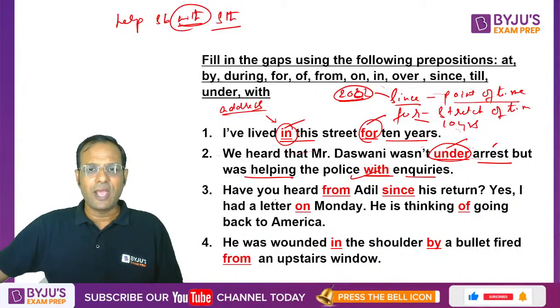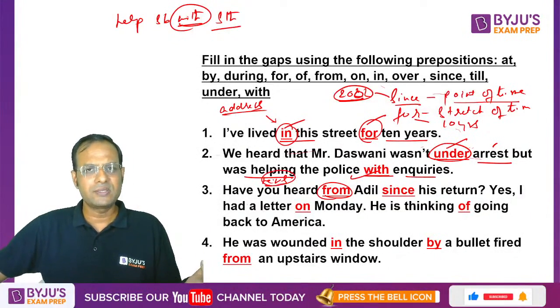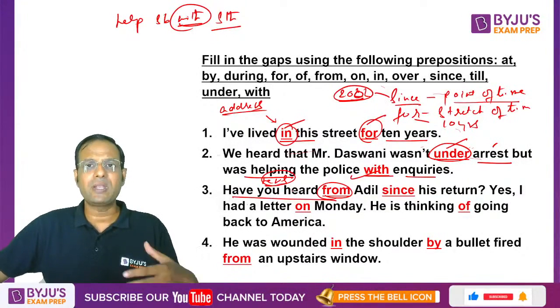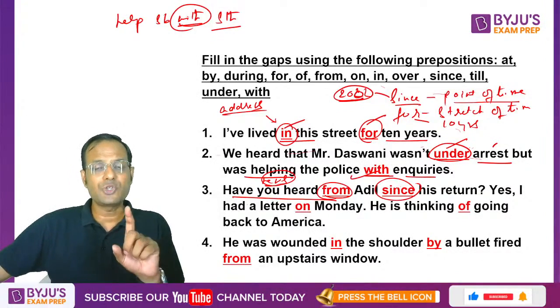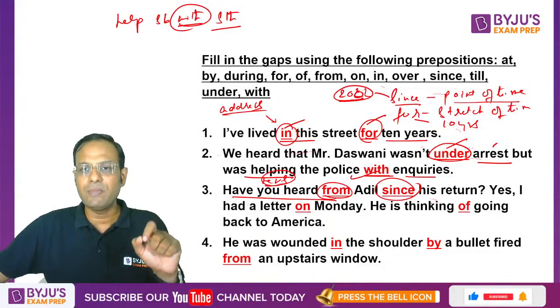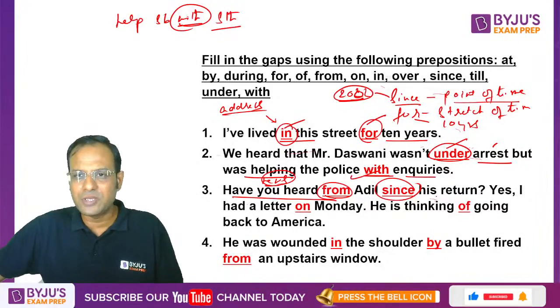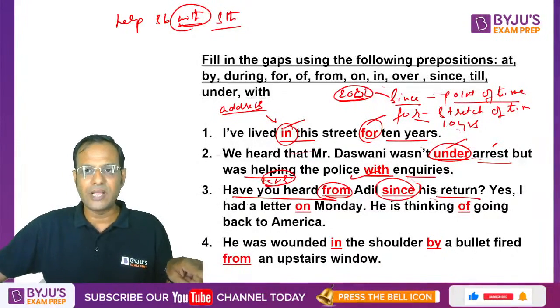Third one says, have you heard from Adil? Means, is there any news from him? Is there any news from him? Have you heard from Adil? This is an idiomatic expression. Since his return, now since shows a particular point of time. Now over here, the point of time is return. Since then. That's why since is used over here.